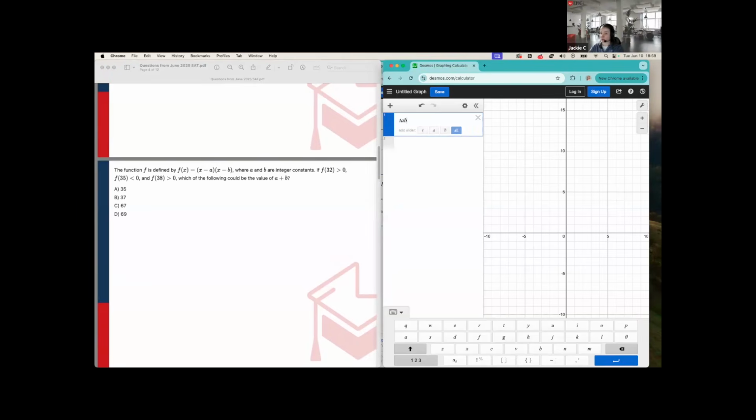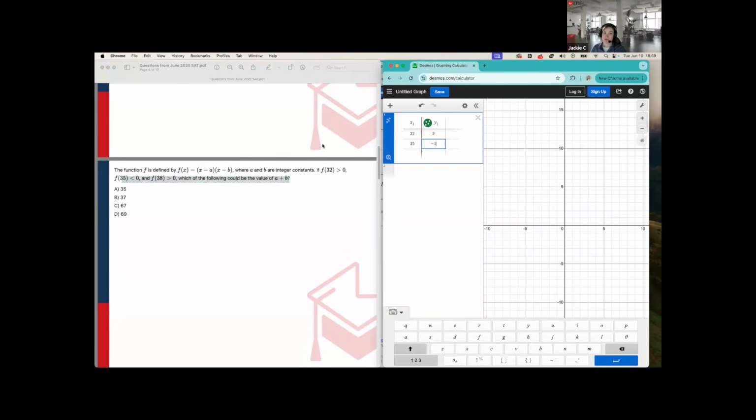So again, I want to know how to type in the table. So here it tells me that f of 32 is greater than 0. So this is my x input. So I can type in 32 here. And it gives me a y output that must be greater than 0. I'm just going to type in like 2. Here it says f of 35, so my x input is less than 0, so I'm going to make that -1. You can really choose multiple values. I will show that y at the end.